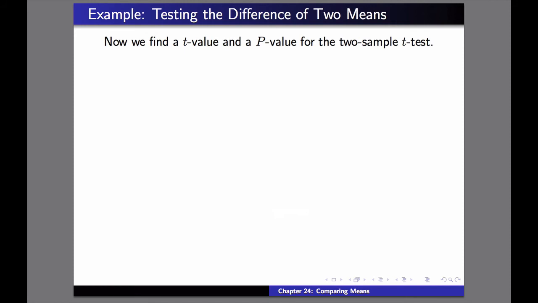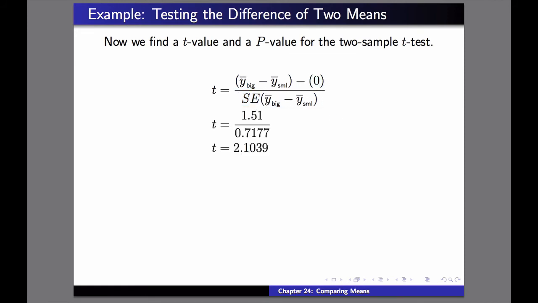So now we're going to find a t-value and a p-value for the two-sample t-test. This is nothing new. We're just dealing with differences now. So this looks a little bit scary at first, but actually it's just the very thing we're testing. We're testing the difference in these two means. Our hypothesized value was that the difference is 0, and we just found the standard error a moment ago. So once again, we've got our observed values minus our expected values divided by the standard error. And this is what I get. So my t-value is 2.1039.